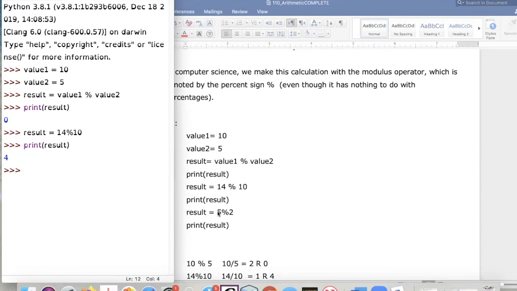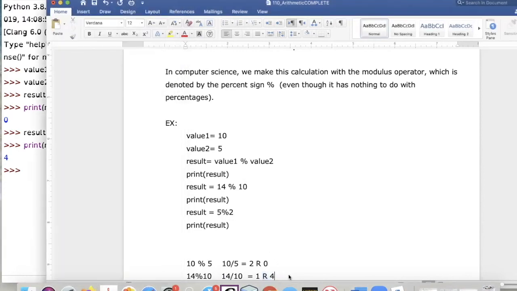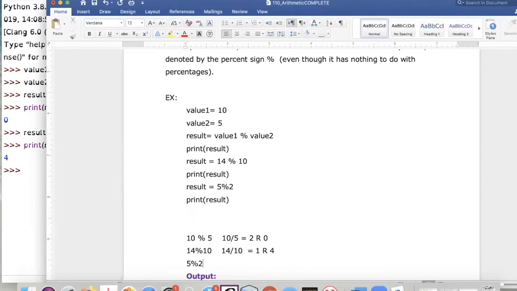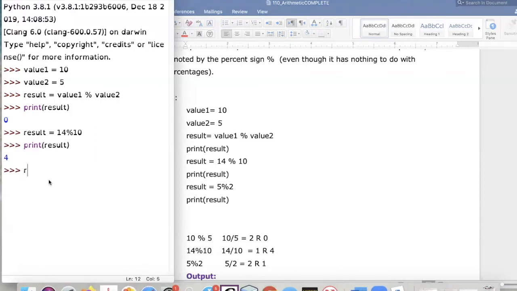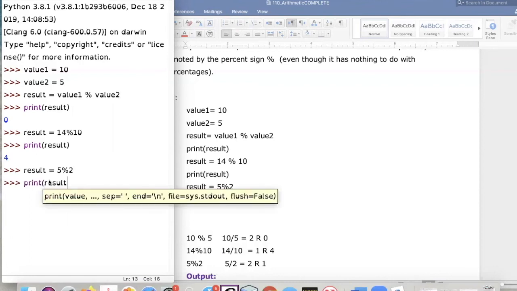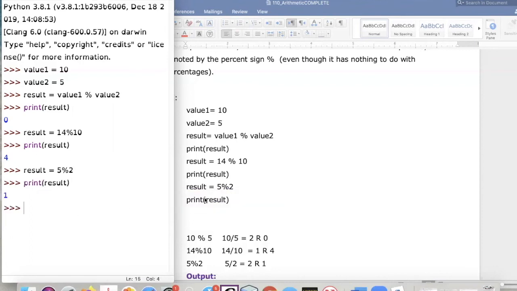Let's do one more example. What's 5 modulus 2? 5 divided by 2. 2 goes into 5 2 times, and then the remainder is 1. So if we say result equals 5 modulus 2 and print the result, it's going to print a 1.